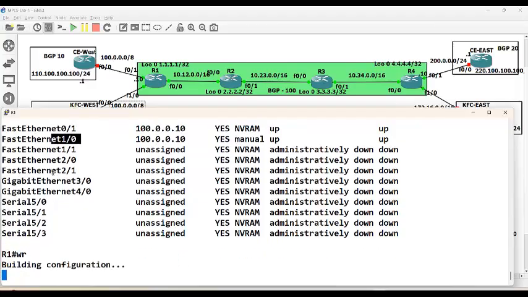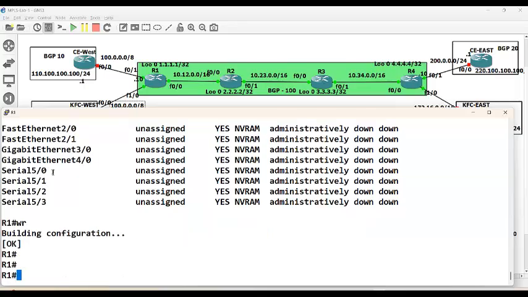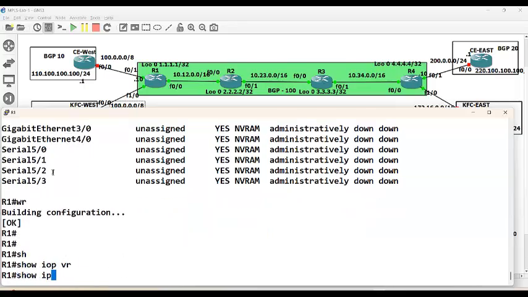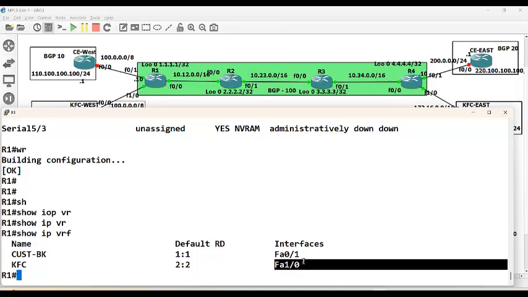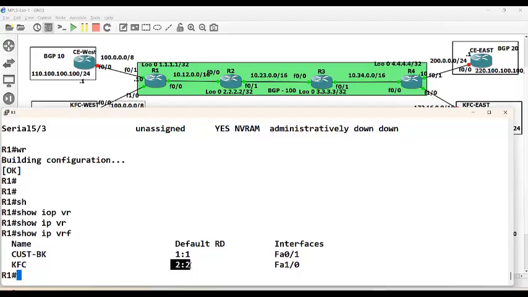And to verify that, you have many commands. One command is show IP VRF. It shows that KFC, this is the interface. This is the route distinguisher of that control plane KFC. This is the route distinguisher of the control plane Burger King. Two different control planes.